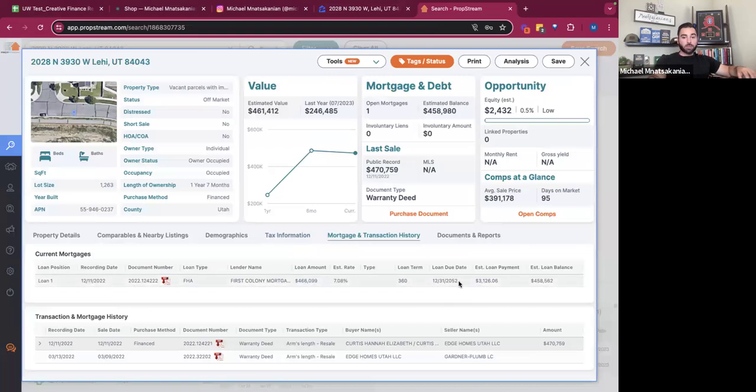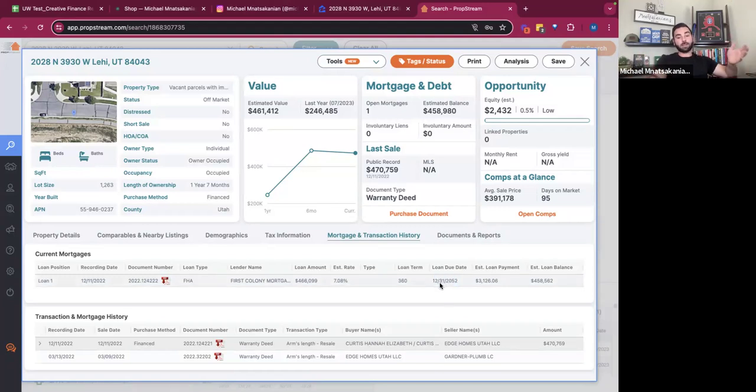So the loan due date is 12/31/2052. That means the first loan payment date was, well, that's weird. It's 12/31. Usually it's the first of the month, and it recorded 12/11/2022. I'm assuming the first payment was actually 1/1.